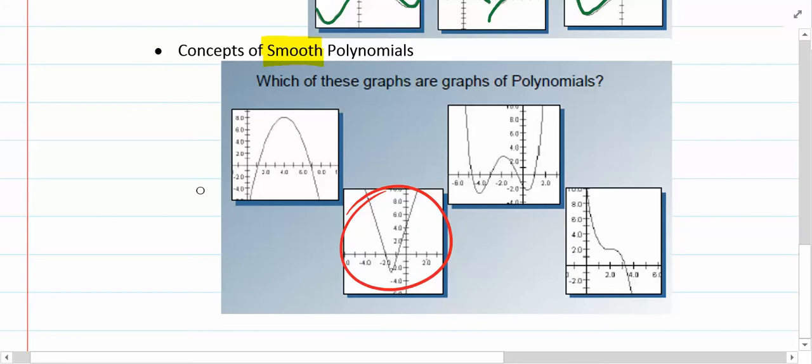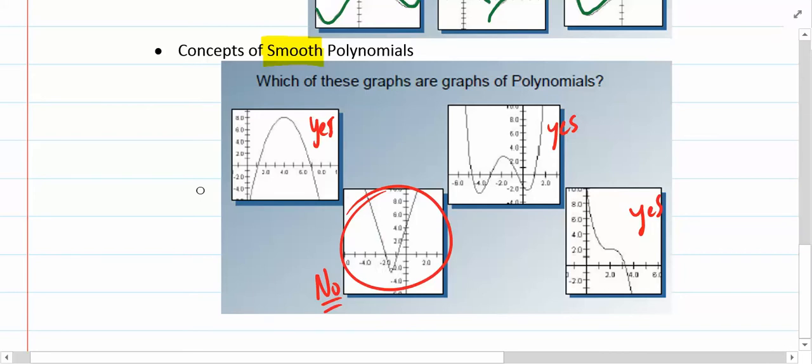If you selected this choice as not a polynomial, then you would be correct. This is a polynomial, this one's a polynomial, and this one's a polynomial, but this one is not a polynomial. And so the idea here is that for a smooth polynomial to exist, it has to be continuous and it can't have any angles to it.